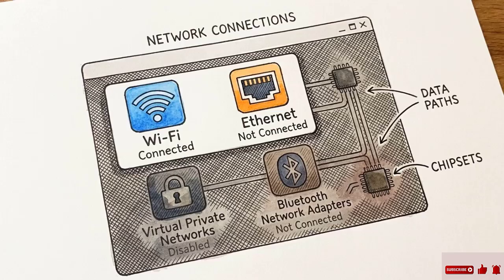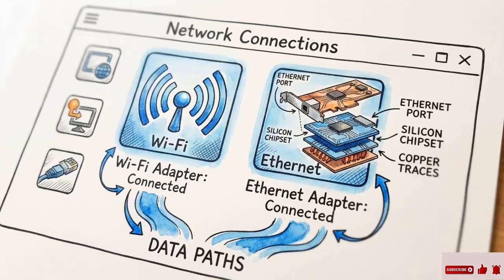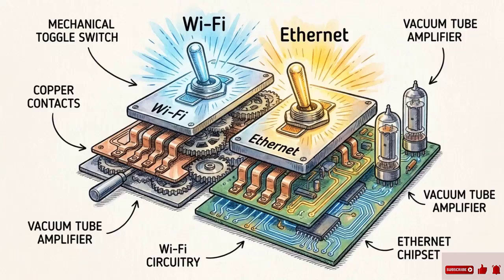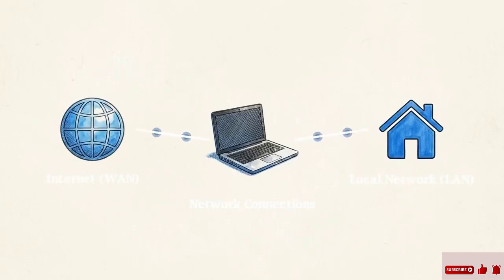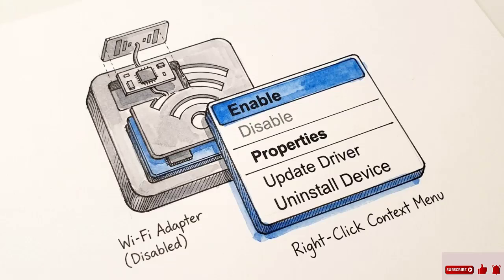You might see several icons here, including virtual private networks or other software-based adapters, but we are only focusing on the physical hardware, your Wi-Fi and Ethernet connections. This window is the primary switchboard for your PC. Every active path to the internet or your local area network is governed directly from this screen. Let's start with your wireless connection.